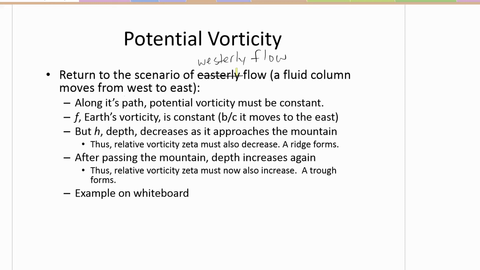So we have the westerly flow, same picture as before. Along its path, potential vorticity must be constant because we've defined that if we assume frictionless flow and we assume adiabatic, that potential vorticity is conserved. That column of air has a certain amount of spin to it that it needs to maintain, similar to an ice skater. Again, I keep on going back to this analogy.